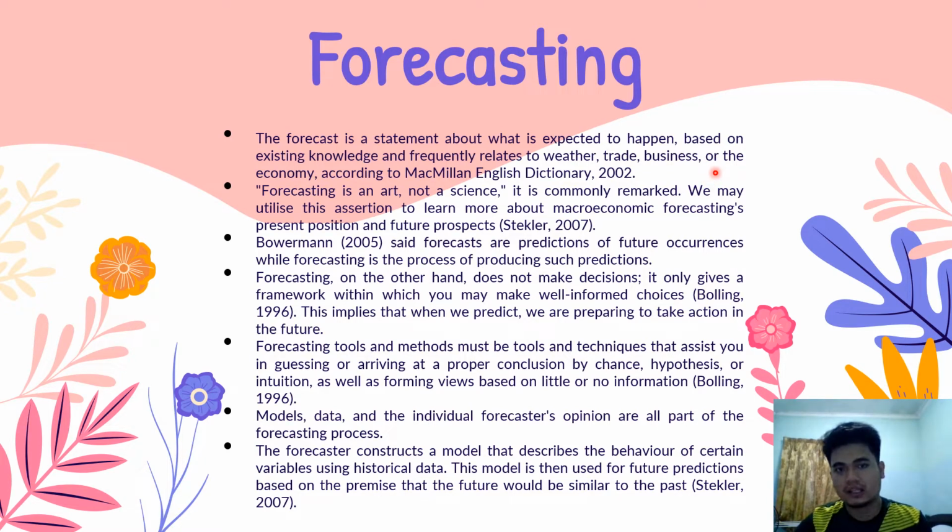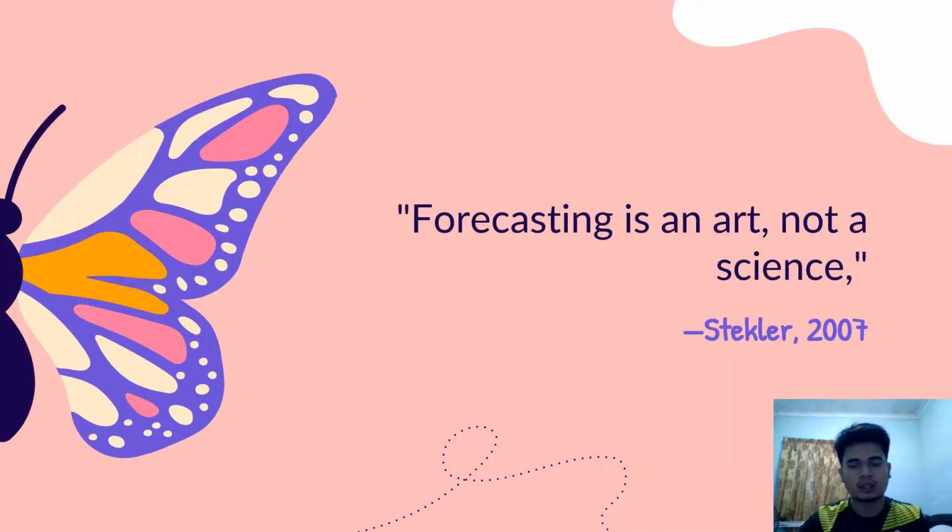And forecasting is an art, not a science. We may utilize this section to learn more about microeconomic forecasting, present position, and future prospects, Statler 2003. Bowerman 2004 has said that forecasts are predictions of future occurrence, while forecasting is the process of producing such predictions. Like I said before, forecasting is an art, not a science. Statler 2007.